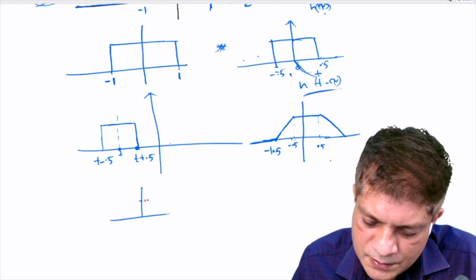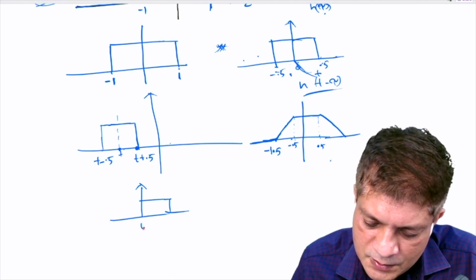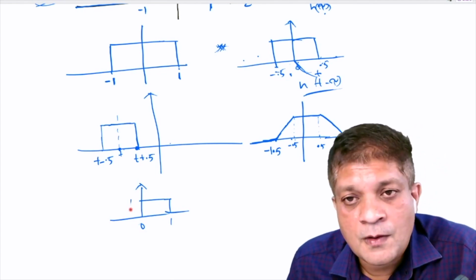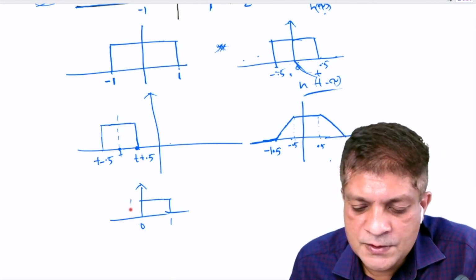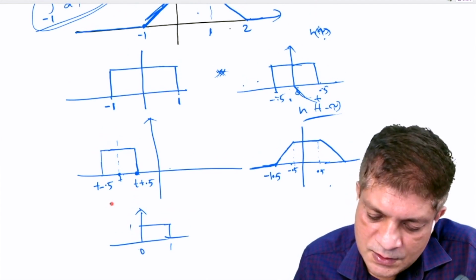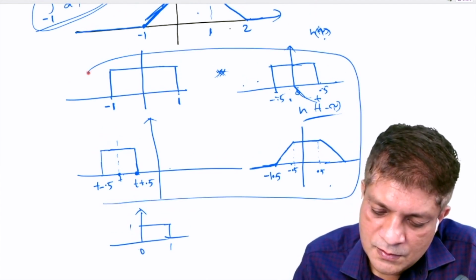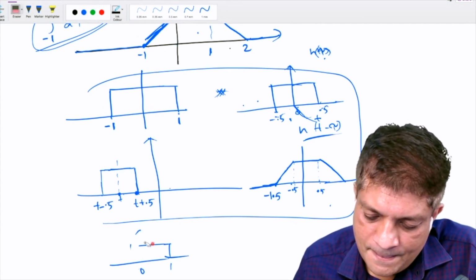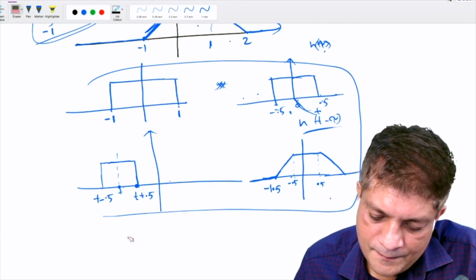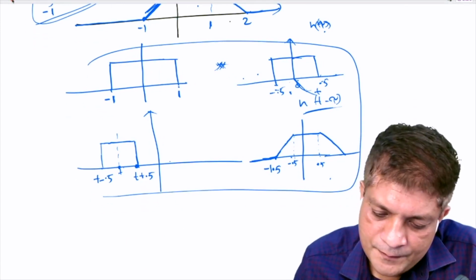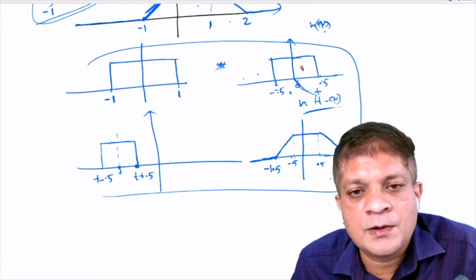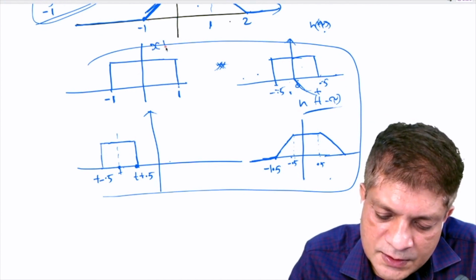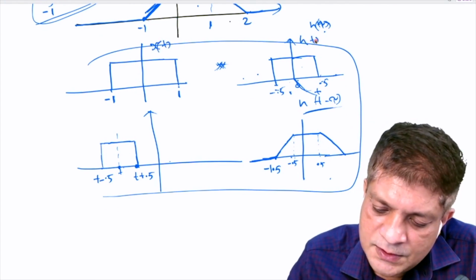What is the convolution of these two? So can you explain that convolution diagram once? Which one? This case? Yes, sir. Okay, we want to convolve these two signals. This is x(t) and this is h(t).